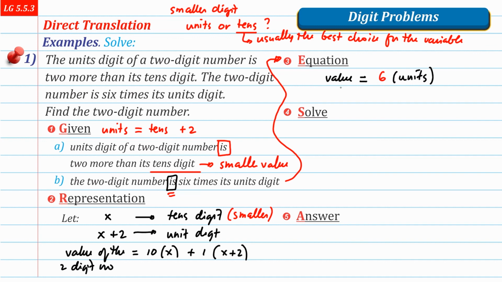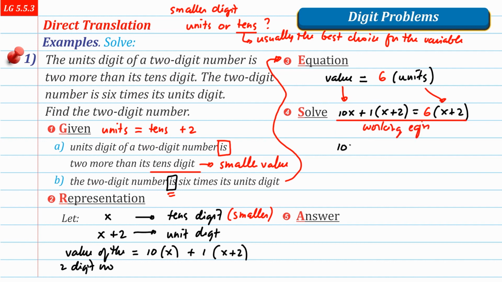Okay. So, ano ba yung value natin? Yung value ng 2-digit number is 10x plus 1 times x plus 2. Equal daw yan sa 6 times the units digit. Ano ba yung units digit natin? It's x plus 2. Ang lupit, ano? So, ito po yung value niya, and it's 6 times the units digit. So, this, again, is now our working equation. Last na po ito.